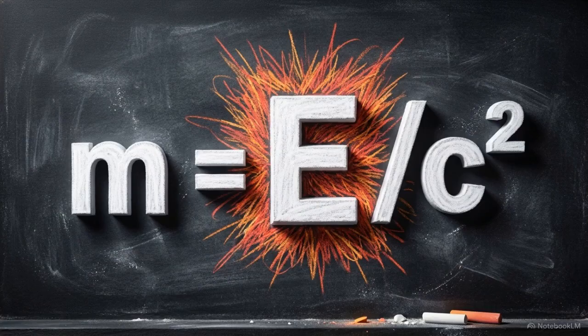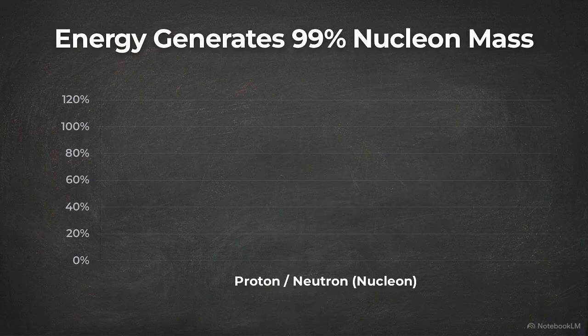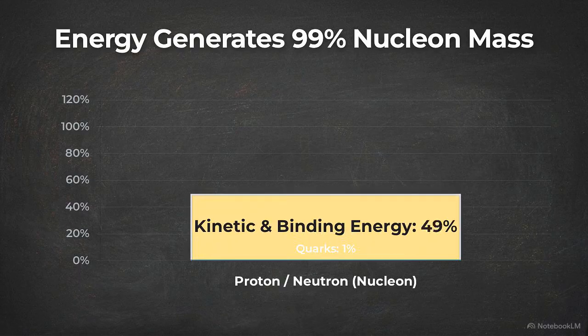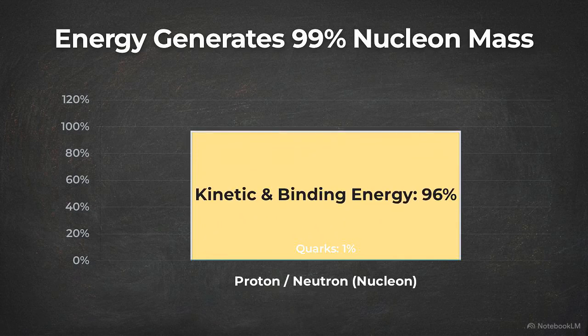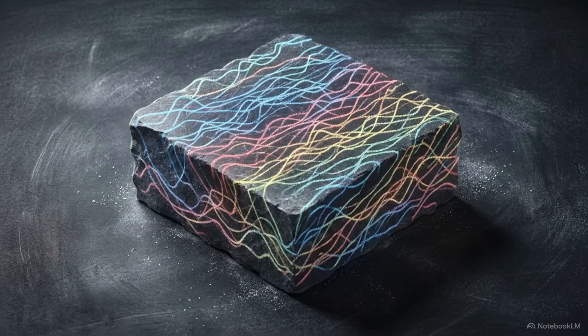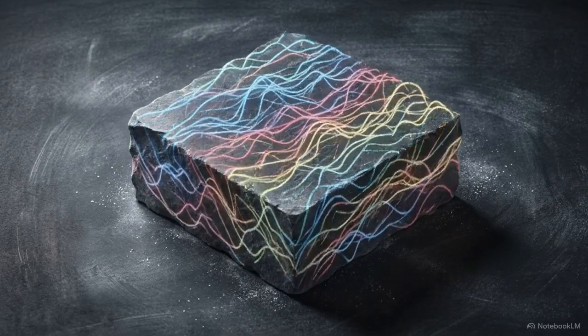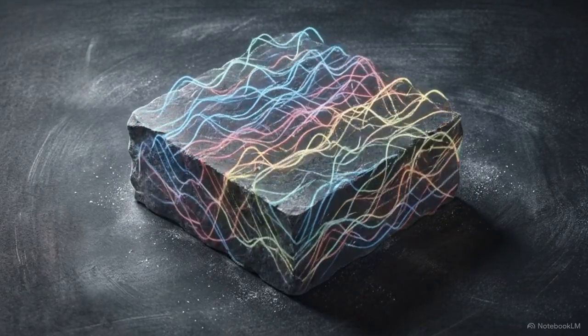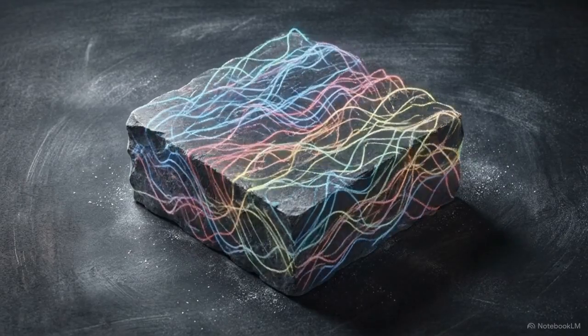The strength of this interaction is immense. Following Einstein's mass-energy equivalence, the enormous kinetic and binding energy within this restless gluon field is directly responsible for generating the remaining 99% of the nucleon's mass. The weight of everyday objects does not come from physical stuff. It is generated by the kinetic energy of quantum fields.